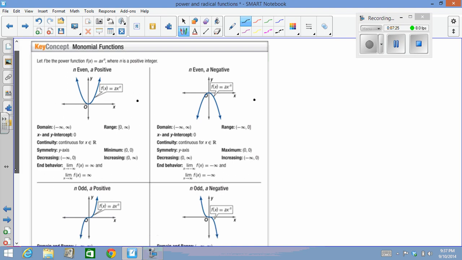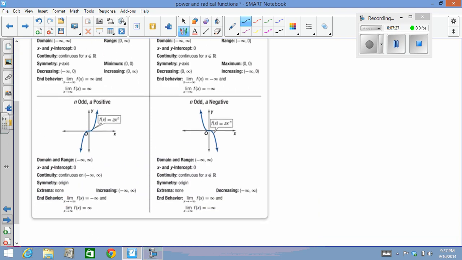As opposed to something that looks like this, where I have an odd exponent. If I have an odd exponent and a positive leading coefficient, then it would look like this. And if it's an odd exponent with a negative leading coefficient, it would look like that. I'm pretty sure that table is the same table that we had last year in our book. I don't think that's even anything different, but you can look in your book for more specifics on that.